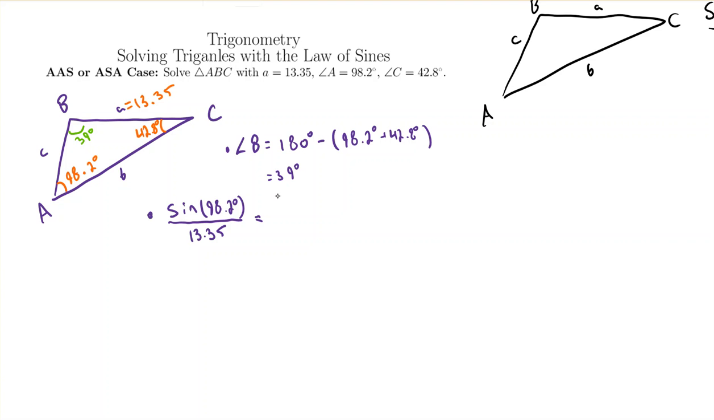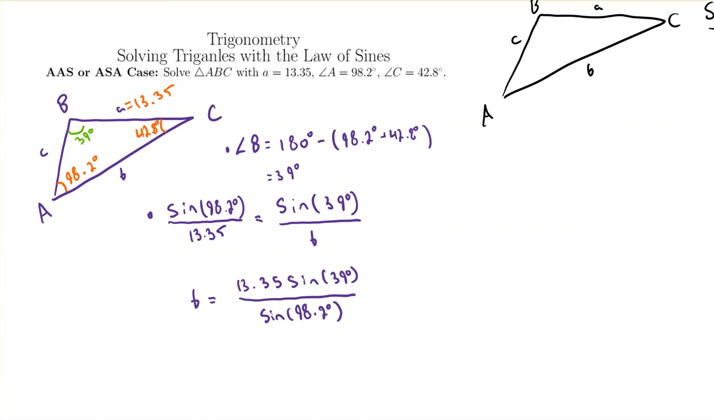So I'm going to do sine of angle B, that 39 degrees we just found, and divide it by side length b. I can rearrange to solve for b, isolating it, to give me b is equal to 13.35 times sine of 39 degrees, all divided by sine of 98.2. You can plug this into your calculator to approximate it to get a side length of about 8.488. So I will write that in for b over here, 8.488.